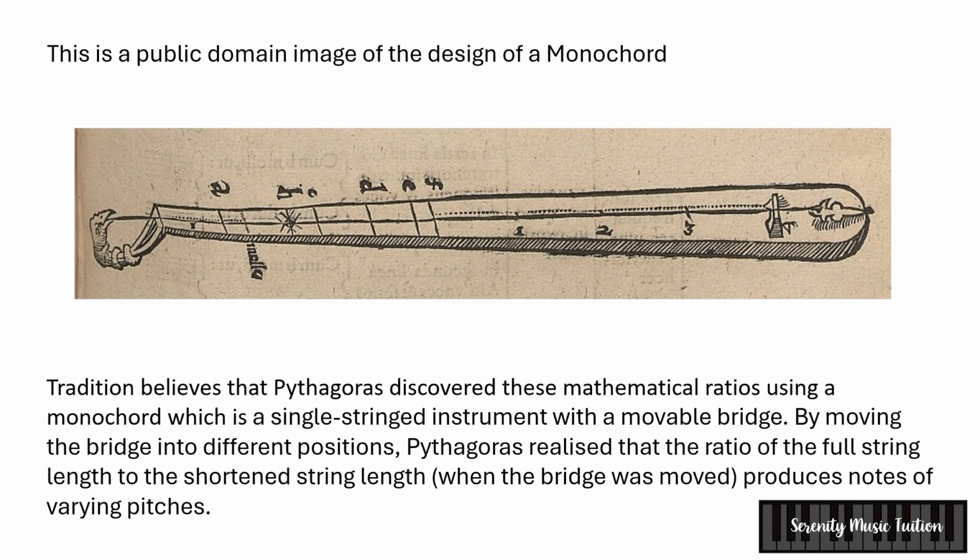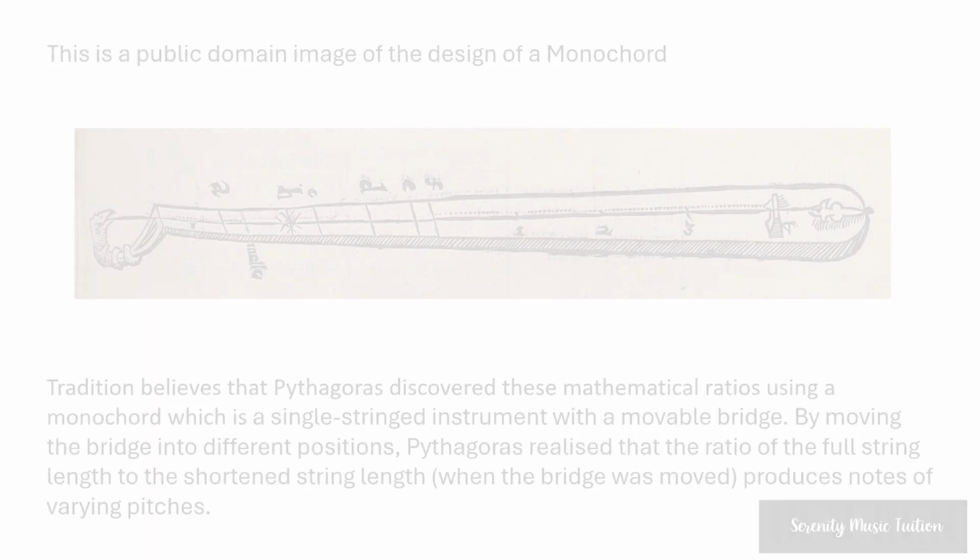This is a public domain image of the design of a monochord. Tradition believes that Pythagoras discovered these mathematical ratios using a monochord, which is a single-stringed instrument with a movable bridge. By moving the bridge into different positions, Pythagoras realised that the ratio of the full string length to the shortened string length when the bridge was moved produces notes of varying pitches.